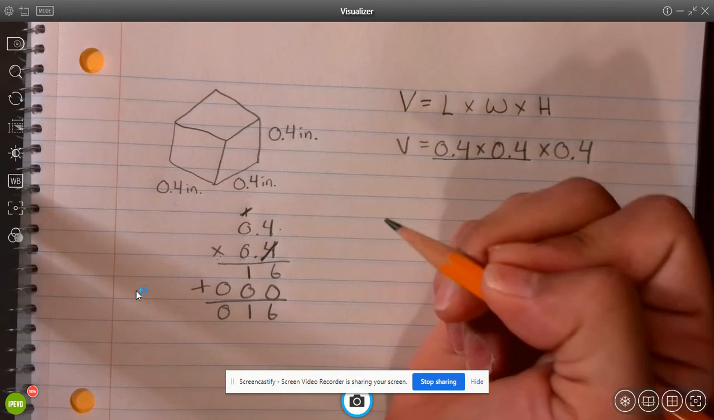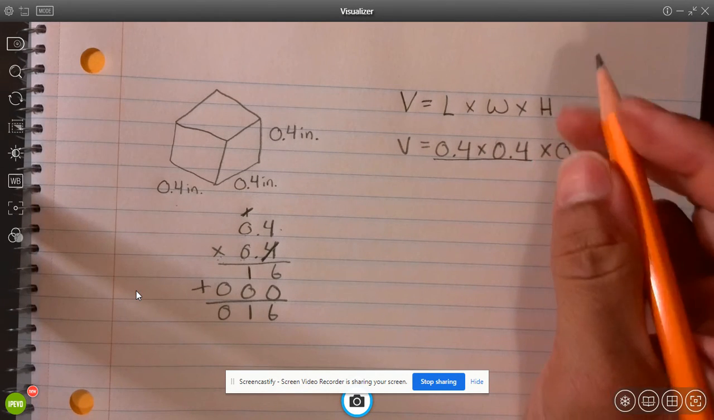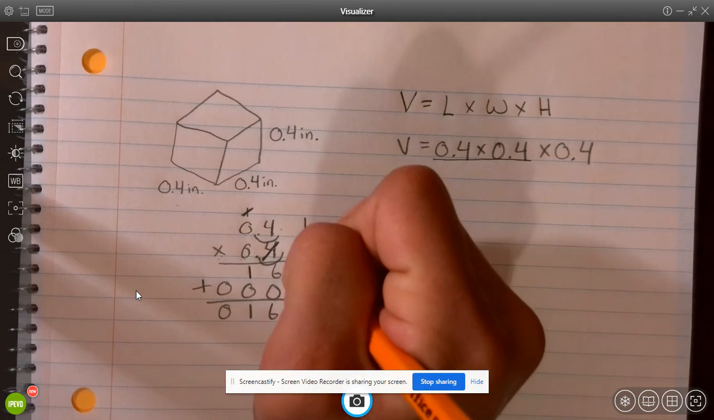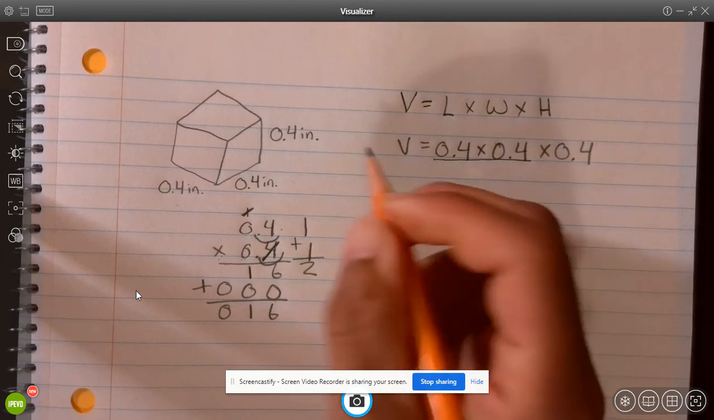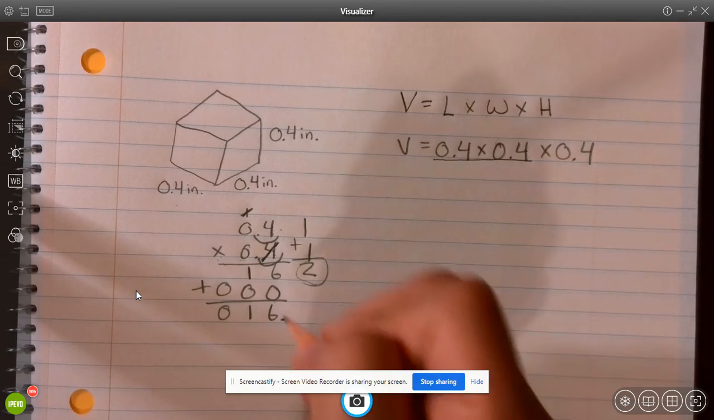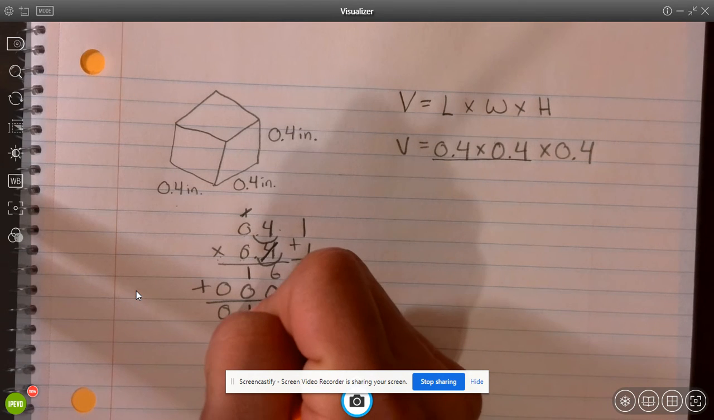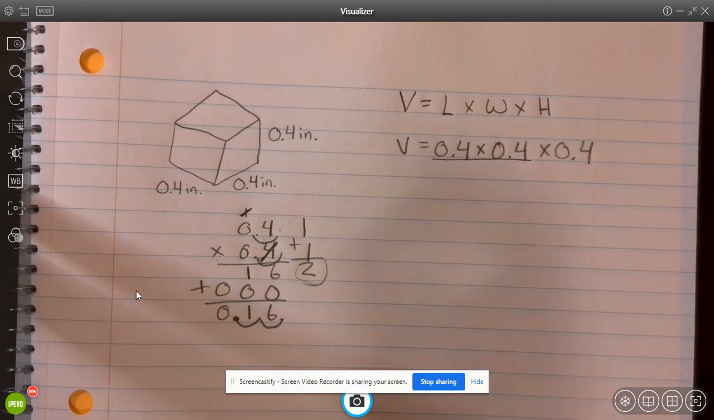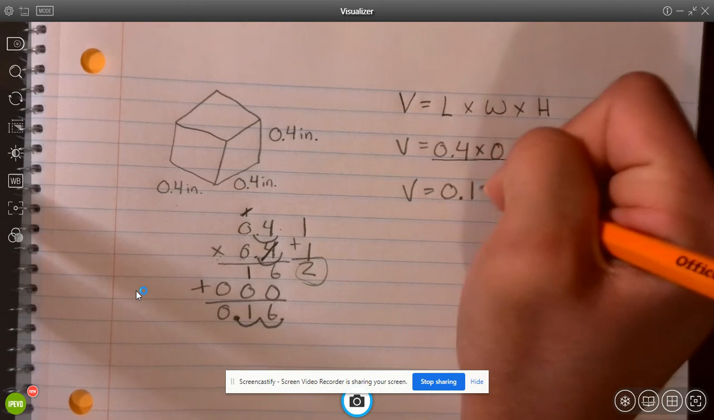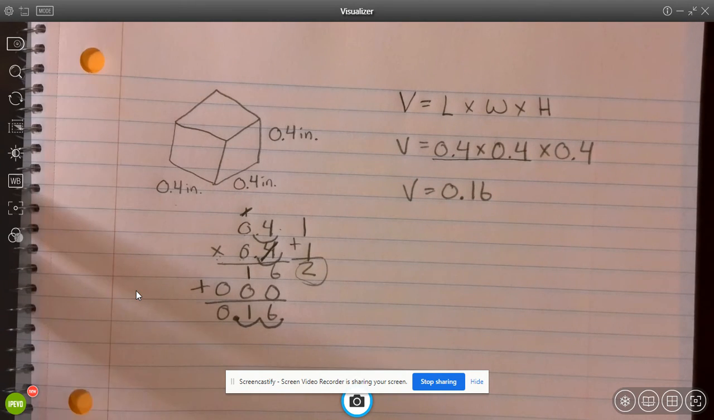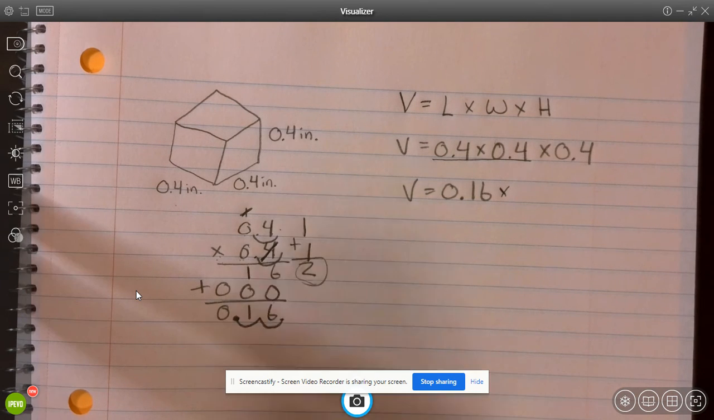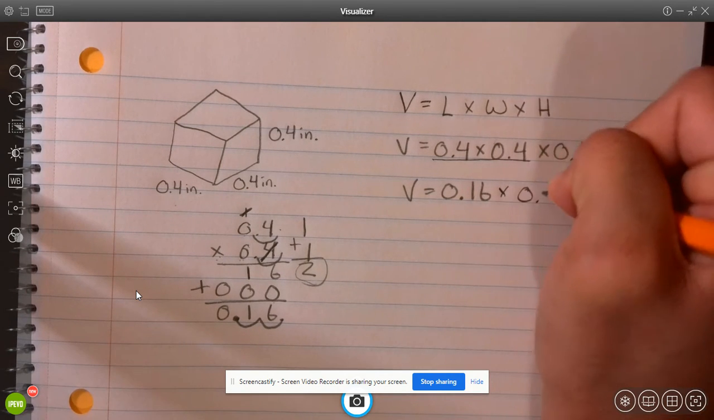Now, how many times do I need to move the decimal over? Here, 1 time. Here, 1 time. So 1 plus 1 is 2 times. So we need to move our decimal 2 times over. Start your decimal at the end. 1, 2. So the answer is 0 and 1600. Okay, now we have to times that by our height, 0 and 4/10.